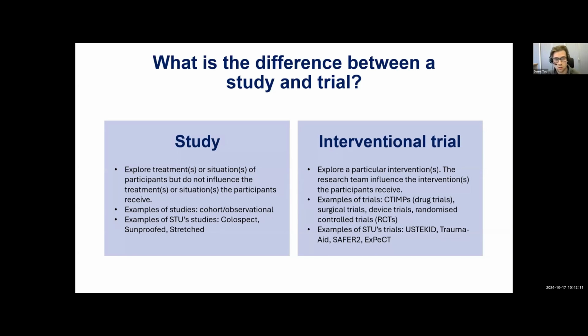So I'd first like to touch on the difference between a study and a trial. Typically in SAIL, you see more studies where we're exploring the treatment or situation of participants, but you don't influence the treatment or situation the participants receive. So these are more cohort and observational studies. Whereas in an interventional trial, you're exploring a particular intervention. You design the trial to see the effects of this intervention and typically are randomizing the participants to these kinds of interventions. These will include CTIMPs, surgical trials, device trials, and then other RCTs, randomized controlled trials.